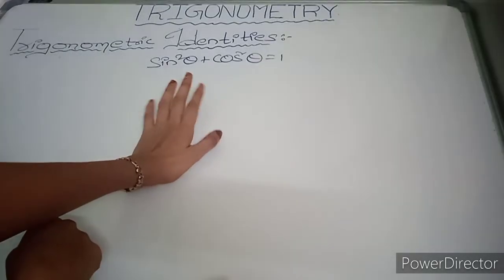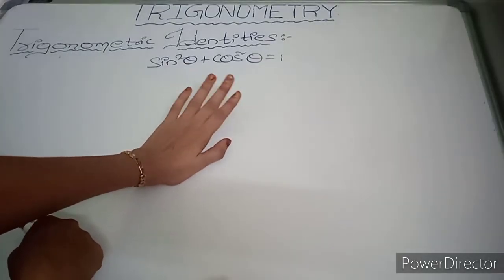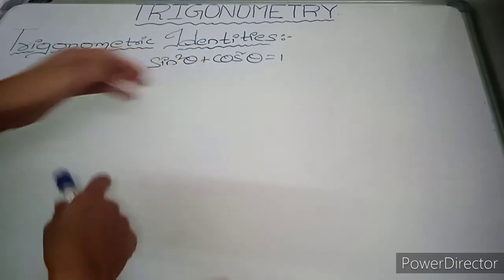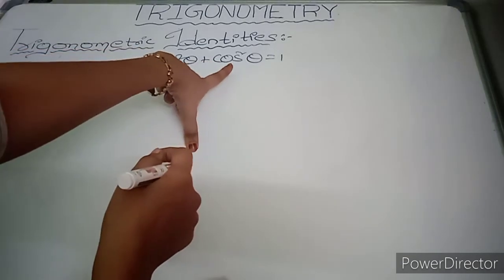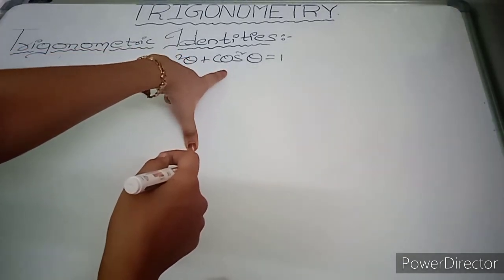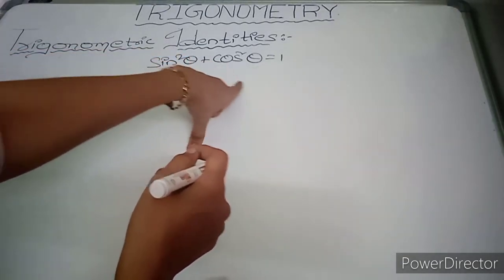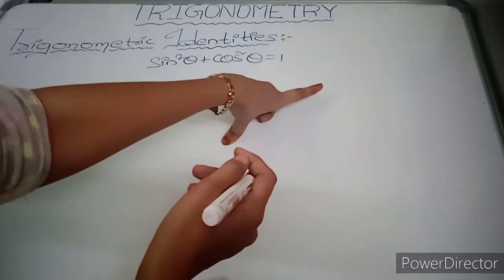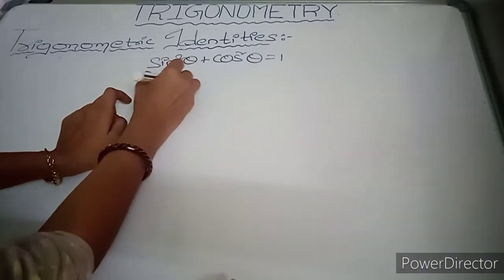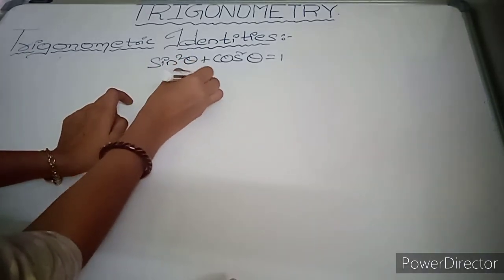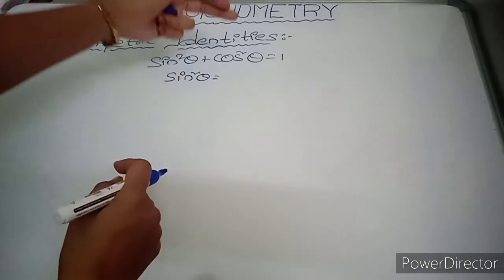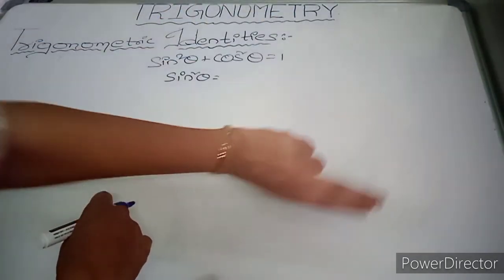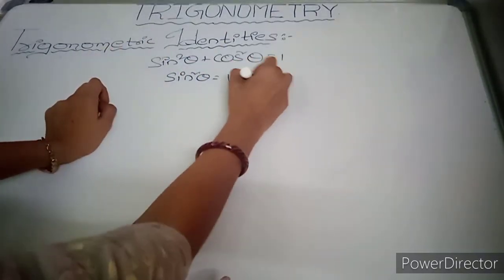See, our first identity is sine square theta plus cos square theta is equal to 1. From this we can write the remaining identities. If I transfer this cos square theta to the right side, plus changes to minus. Sine square theta is equal to 1 minus cos square theta.